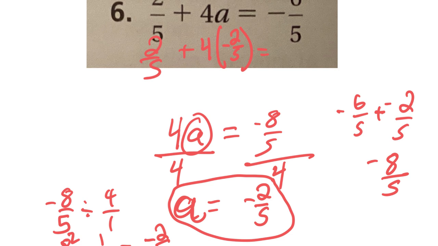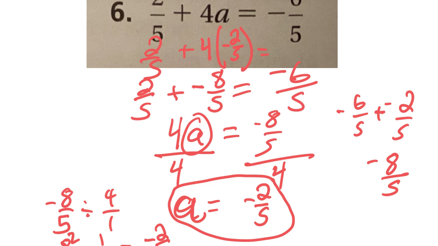So 4 times 2/5, that's a negative 8/5. And then I bring down my plus 2/5. And when I do that, 2 plus negative 8 is negative 6 over 5, which is the same thing as this. So my a is negative 2/5. It checks out. I'm very happy.